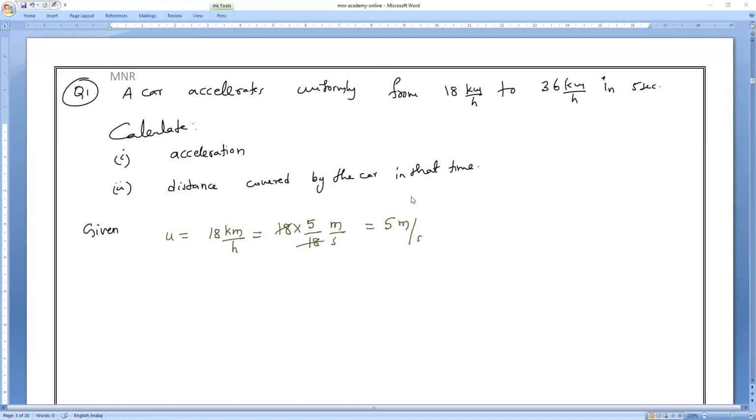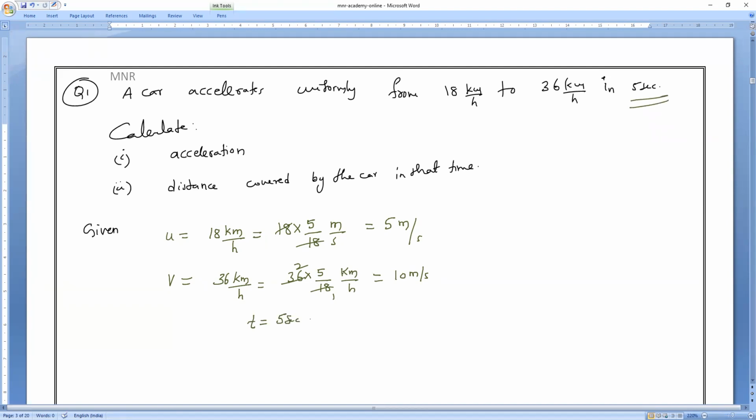Next, the final velocity v is equal to how much is given? 36 kilometers per hour, which is 36 into 5 by 18. 18 ones are 18, 18 twos are 36. So which equals how much? 10 meters per second. And the time given, how much is given, everybody? 5 seconds. Time given is 5 seconds.